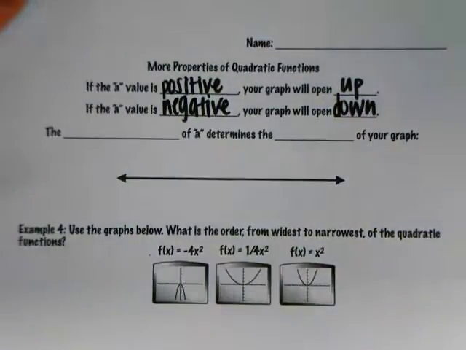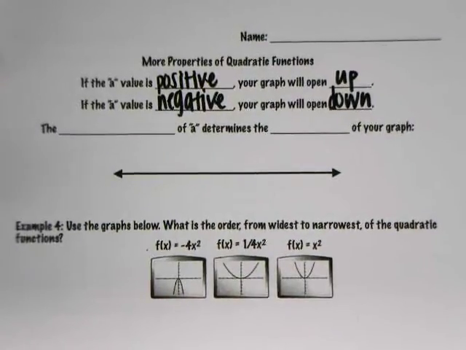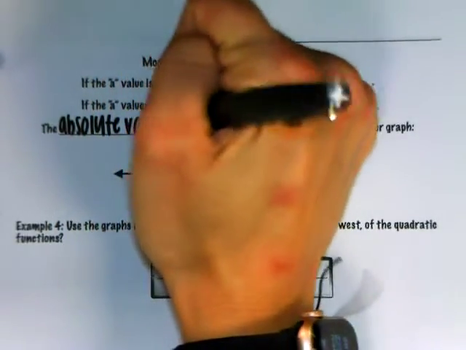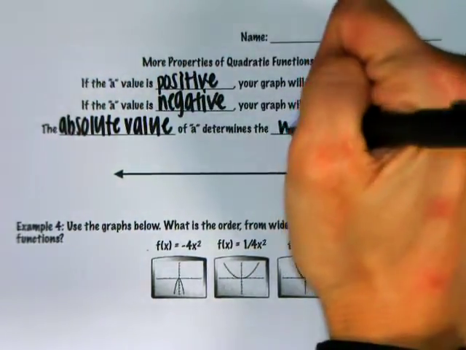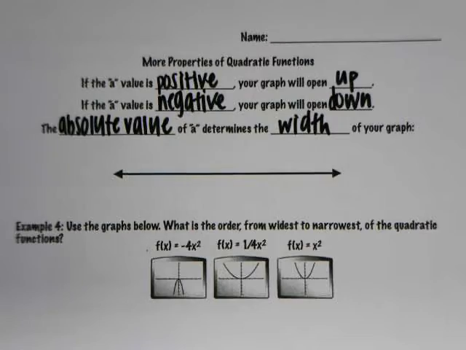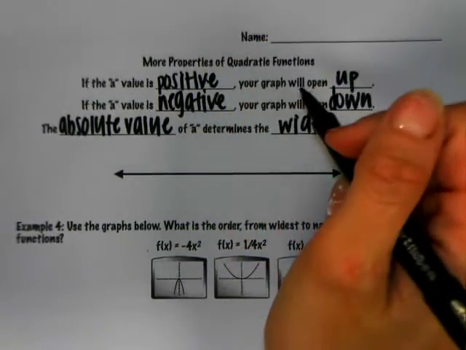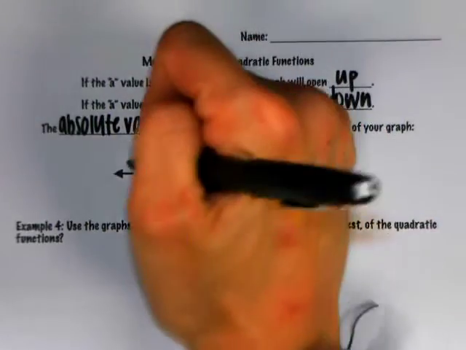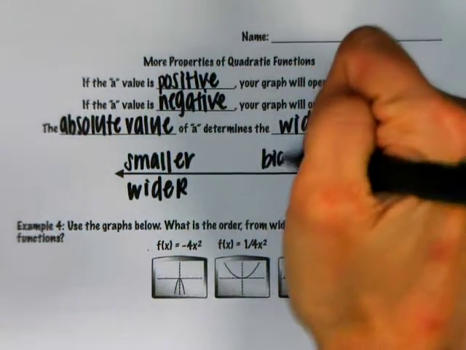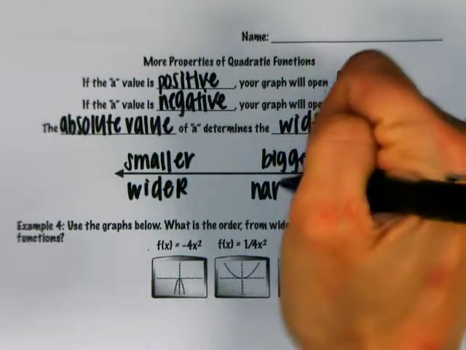The absolute value of A determines the width of your graph. The reason why it's absolute value is because the only thing the negative sign does is flip your graph upside down, but it doesn't affect the width at all. So the way it works is the smaller the A is, the wider your graph is going to be. And the bigger your A value is, the narrower your graph is going to be.